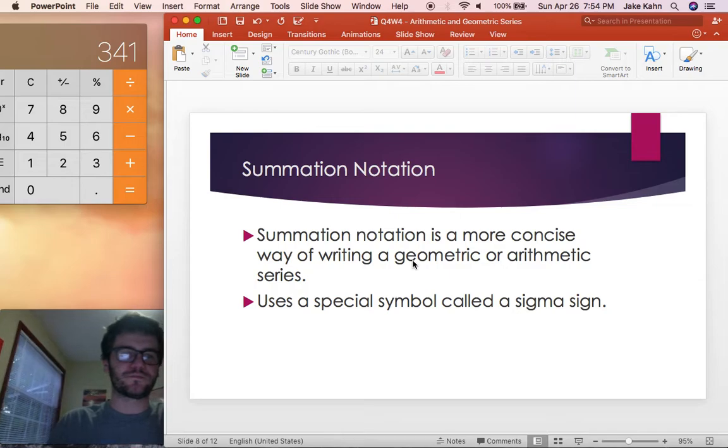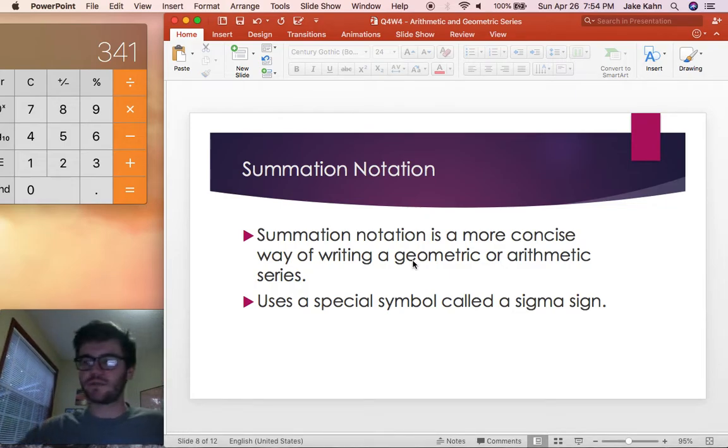All right, so next thing that we're going to be talking about is something called summation notation. A simple way of thinking of summation notation is just a more simple and concise, shorthand way of writing a geometric or an arithmetic series. It uses a special symbol. You've probably seen it before, but may not have known what it means in a mathematical context. It's called a sigma sign, all right? And that's what we're going to be using when we take summations.